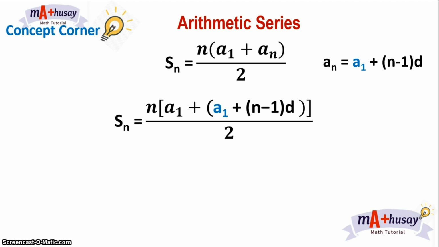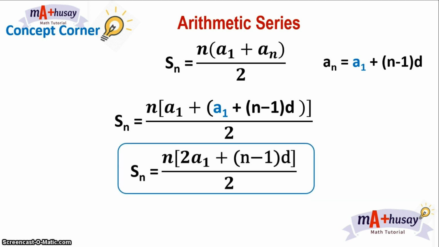So, we combine like terms inside the parentheses. You will have S sub n equals n times the quantity of 2a sub 1 plus the quantity of n minus 1 times the common difference, all over 2. So, in this case, you can use this formula to find the sum of the arithmetic series given the first term, the number of terms, and the common difference.